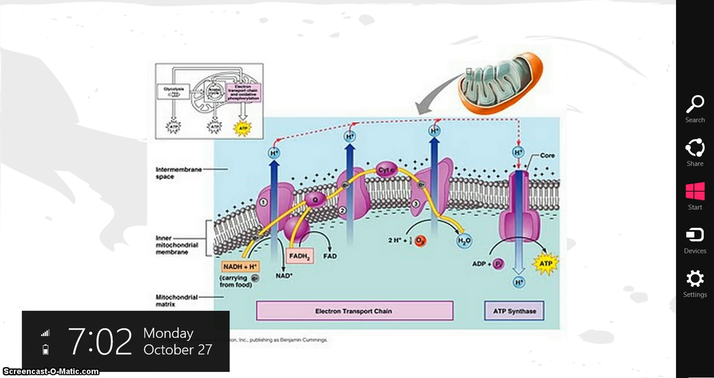Now remember how we said that oxygen was the final electron acceptor? Well, we have this oxygen right here as our final electron acceptor, which is then going to bond the two hydrogens to it. We're going to make water out of that.